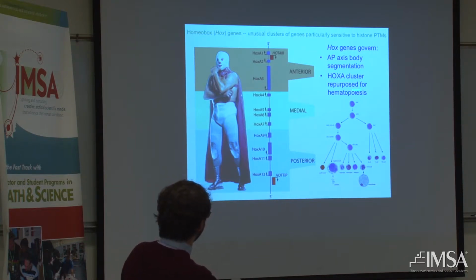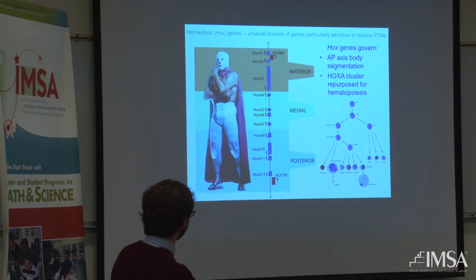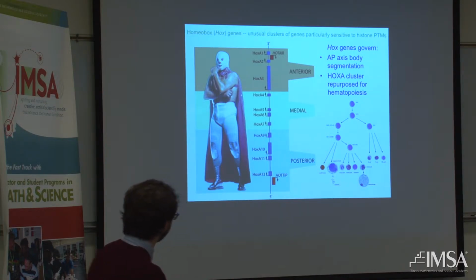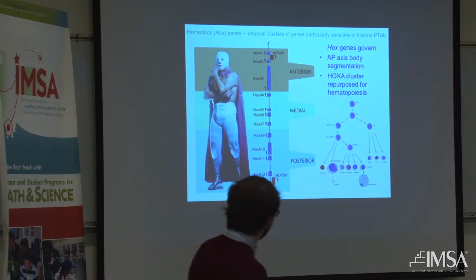So this very same HOXA cluster, in particular HOXA9, is critical for this last stage transition, and I'll show you in a moment a little bit more clearly, from a committed precursor to a final differentiated blood cell of some sort.